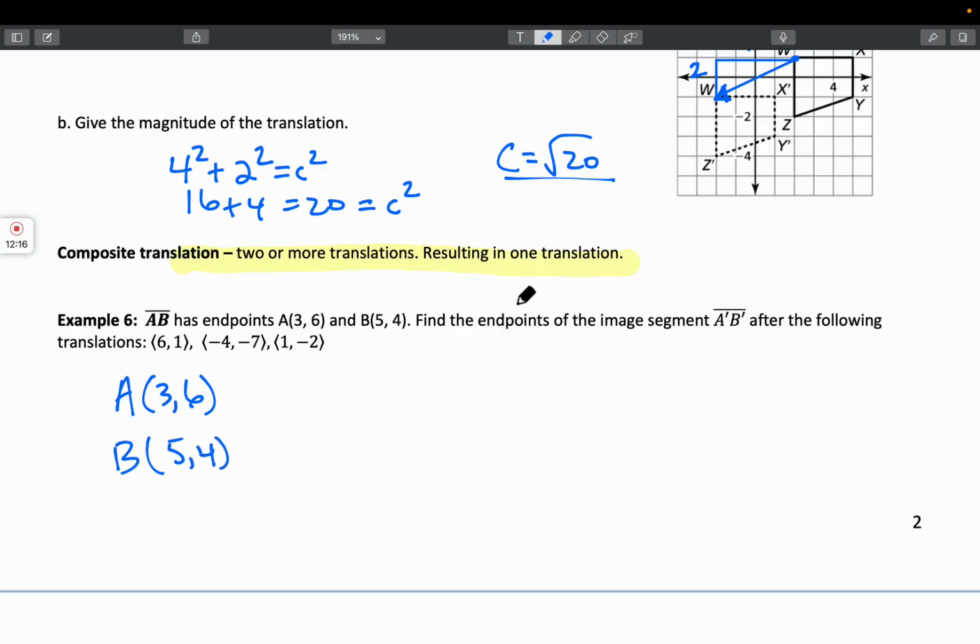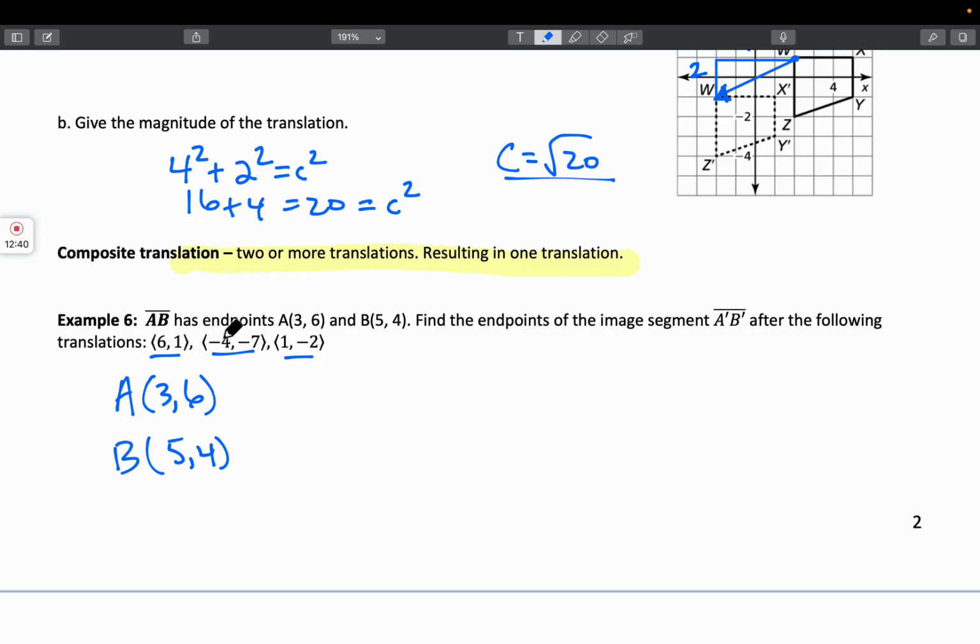And it's going to undergo quite a few translations here. It's going to undergo 1, 2, 3 translations. We want to find the image coordinates A prime, B prime after all 3 of those translations. So remember, translations are just addition and subtraction. This component form says I'm going to add 6 to the X and 1 to the Y.